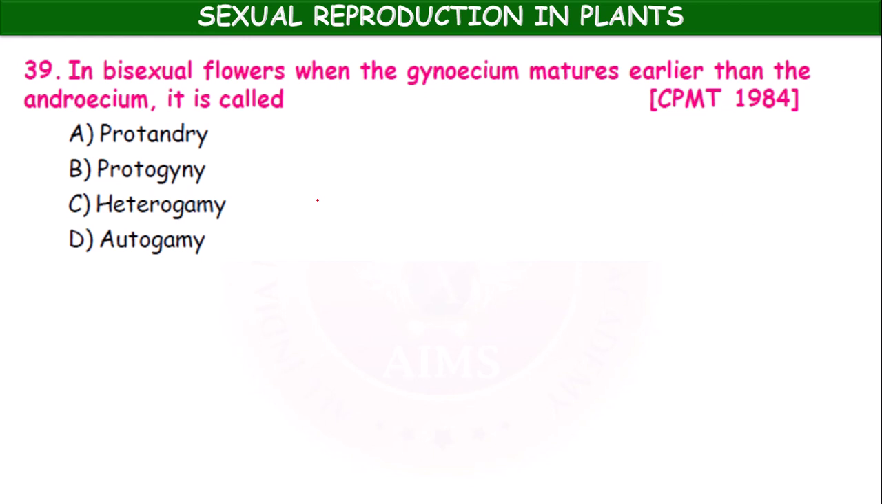In bisexual flowers, when the gynoecium matures earlier than the androecium, that means the female reproductive part matures earlier than the male reproductive part, it is called protandry, protogyny, heterogamy, autogamy. Protogyny: gynoecium matures earlier than androecium.